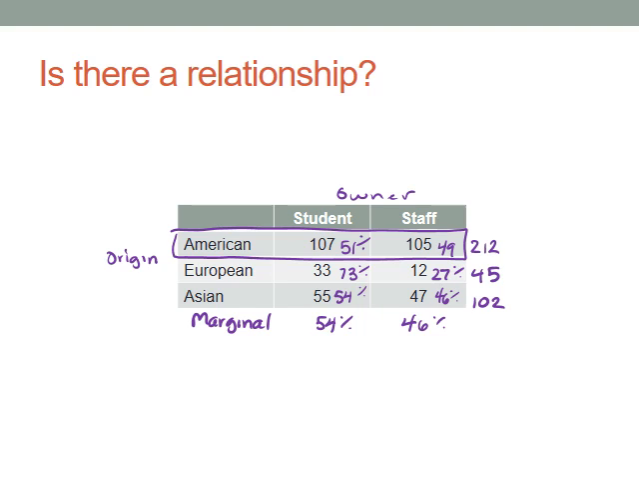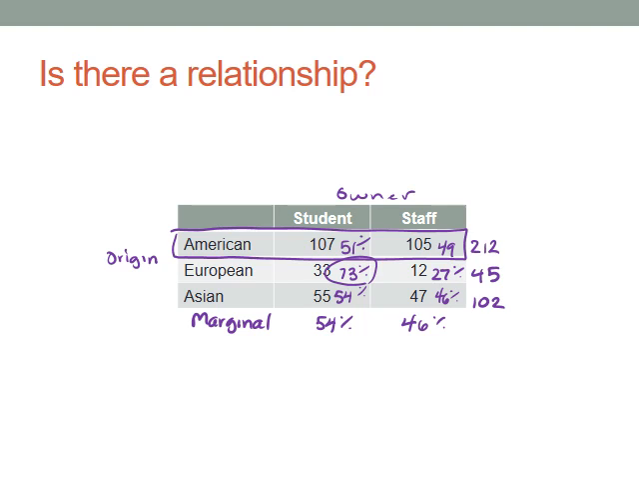But if there's something else going on, like there are with European cars, I might start to question whether there's a relationship. So I'm expecting that 54% of car owners are students. But when I look in the European category, a whopping 73% of European car owners are students. So that's more than their allotted breakdown. They're only 54% of the total population here, so now a lot of them seem to own European cars. That's starting to tell me that students might prefer European cars.